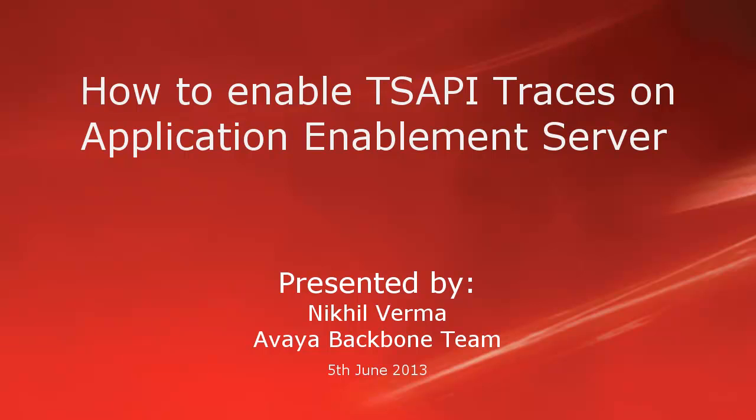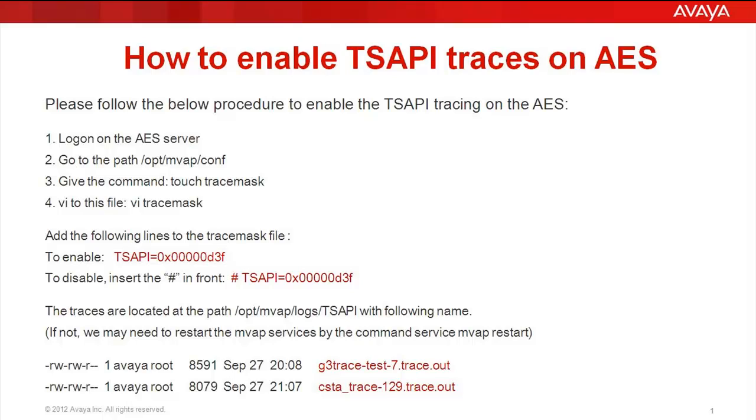This video describes how to enable TSAPI traces on Application Enablement Server. TSAPI logs capture all the CSTA messages passing from the application to the CM via AES and vice versa. These logs are required for diagnosing the issue by Avaya Backbone teams. The slide shows the textual representation of the process, which is explained in the further part of the video.